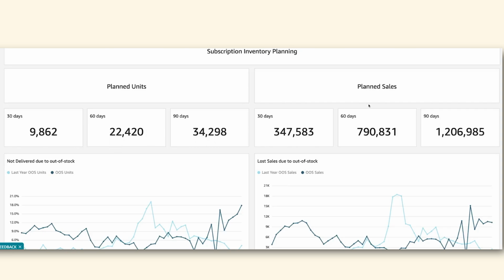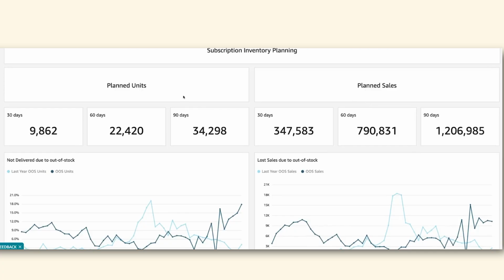This is locked in demand from people who already committed. And on the right side over here, this is planned sales. It's the same idea, but it's in dollar value. 30 days is $347,000. 60 days is $790,000. And the next 90 days, $1,207,000 in predictable revenue.